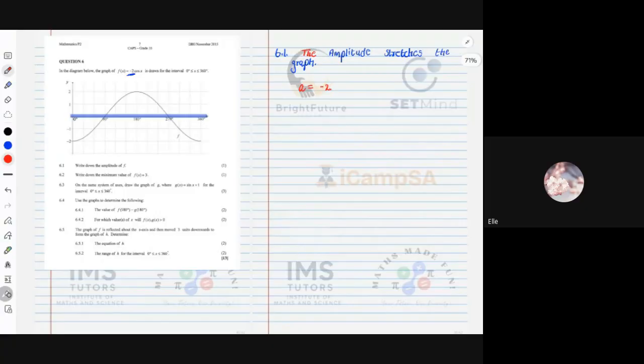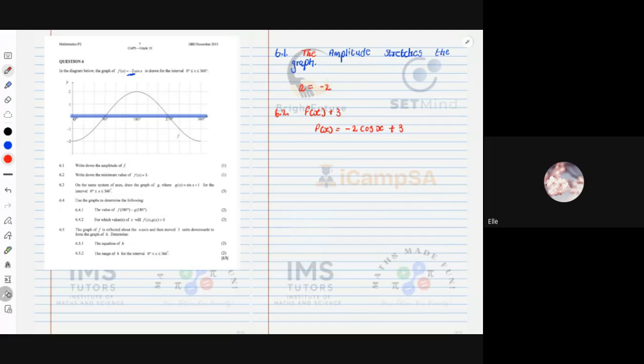Now they are saying write down the minimum value of f at x plus 3. So what are they doing here? Here they are essentially shifting our graph. 6.2, f at x plus 3. But what is our f at x? Our f at x is equal to -2 cos x. So essentially we're going to have f at x plus 3 equal to -2 cos x plus 3.